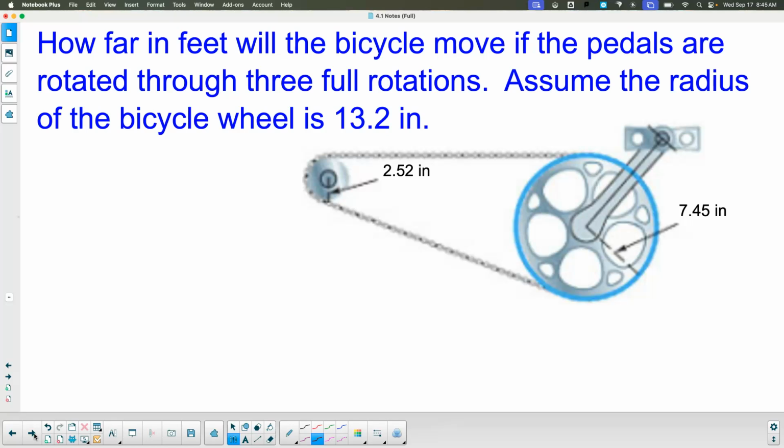You're going first, you know what I mean? So 3 full rotations. After you get to that 3rd rotation, we put a mark on the ground, we measure that distance. Yep.